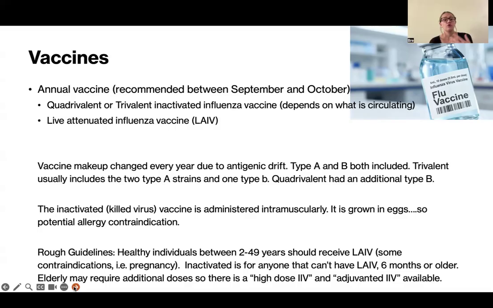This is just rough guidelines: healthy individuals between the ages of 2 and 49 years should receive the live attenuated influenza vaccine. There's some contraindications that we already mentioned, immunocompromised, pregnancy. Now, the inactivated is for anyone that can't have the live attenuated one and 6 months or older. Elderly may require additional doses, so there is a high dose and an adjuvanted dose available, and that is between an elderly patient and their provider.